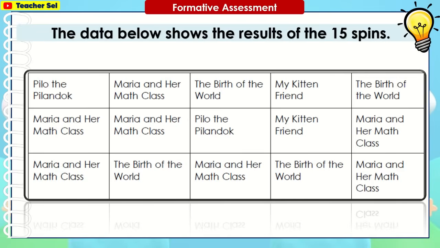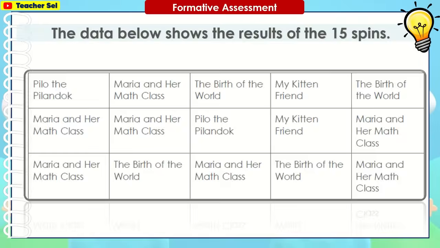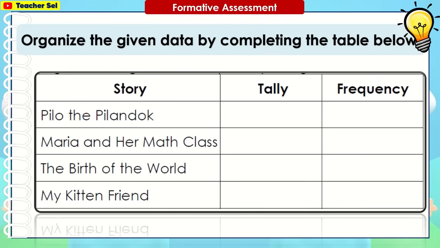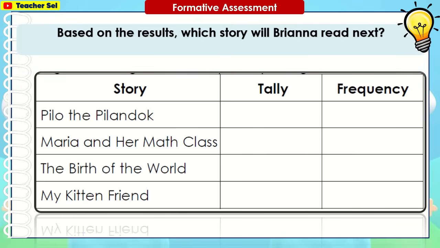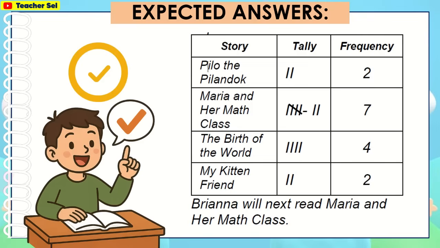The data below shows the results of the 15 spins. Organize the given data by completing the table below. Based on the results, which story will Brianna read next? Here are the expected answers. Brianna will next read Maria and Her Math Class.